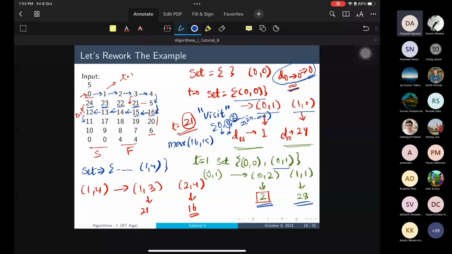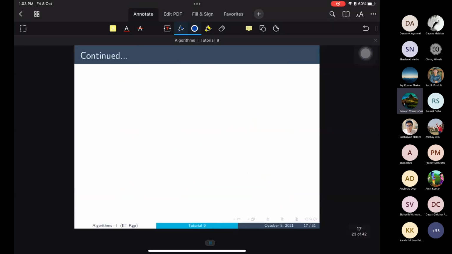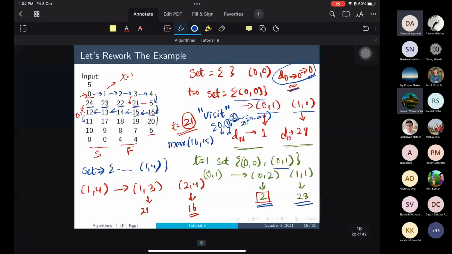Is it clear? What is the meaning of visited in Dijkstra? Okay. Do you have another question? Yes, sir. Here we reached 5 in this process. We reached 5. Okay.